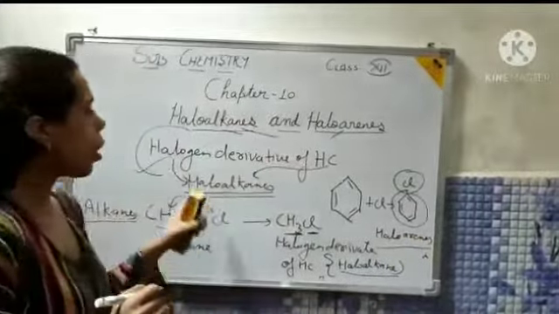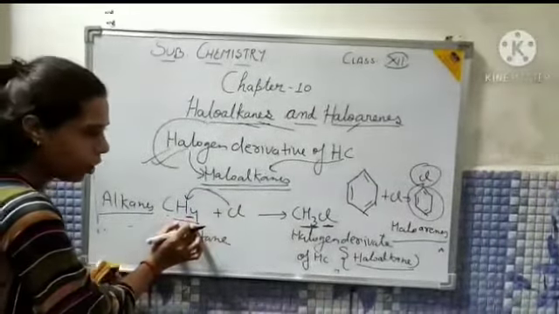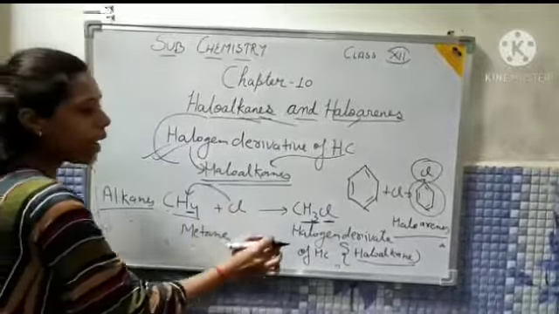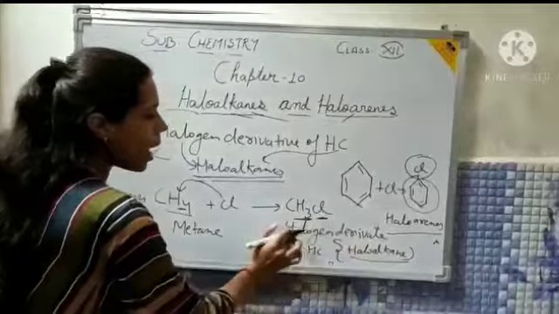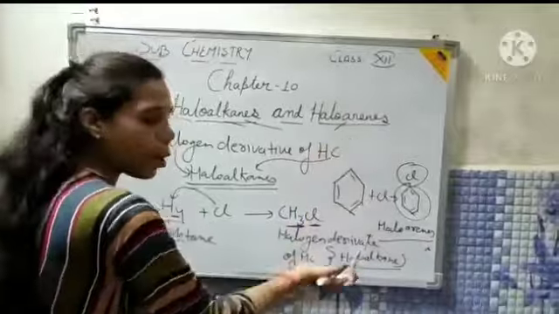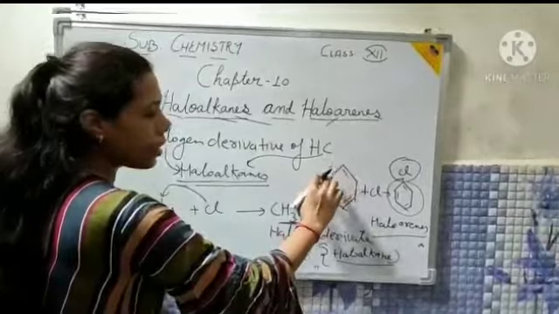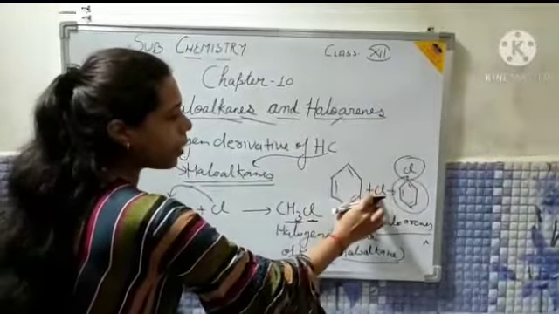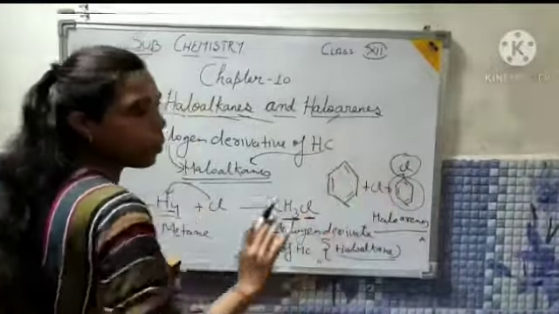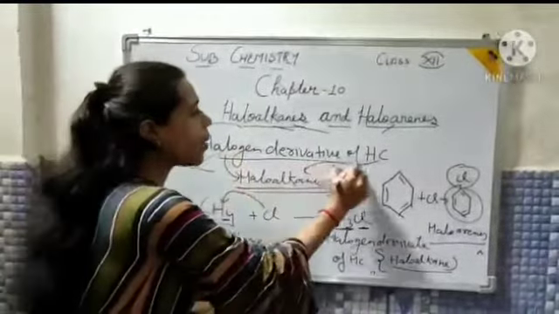So now, how can you make the halogen derivative of a hydrocarbon? When you replace one hydrogen from alkanes with a halogen atom, it forms the halogen derivative of the alkane, which we name haloalkane. If you replace one hydrogen atom from the ring of an aromatic compound and put a halogen atom, it forms the haloarene compound. I think you have understood, students, how to make the halogen derivative of a hydrocarbon.